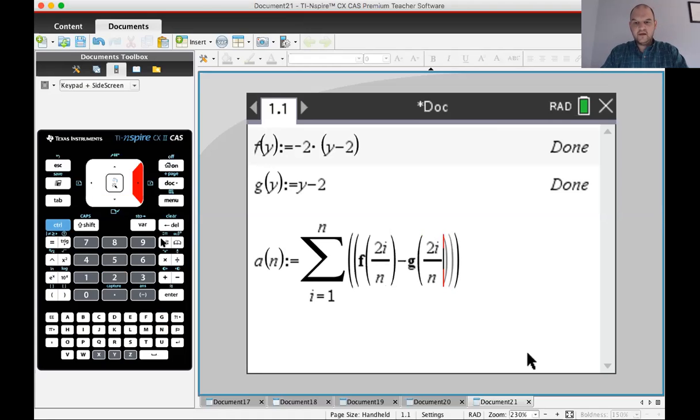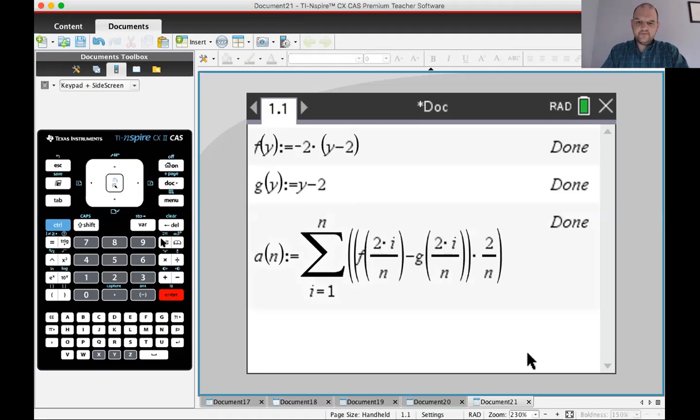Okay, so that's this part of our rectangle, and now we've got to multiply in this part, which is delta y, and delta y is just 2 over n. And I'm going to press enter, and that looks right. The delta y is in the right place. It's not just multiplied by g, which is a classic problem.